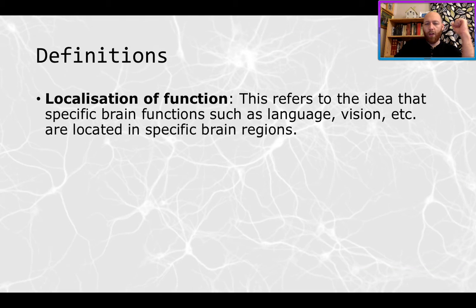So let's start with a couple of definitions. First of all, what do we mean by localization? Well, this refers to the idea that specific brain functions such as language, vision, etc. are located in specific geographical regions in the brain.